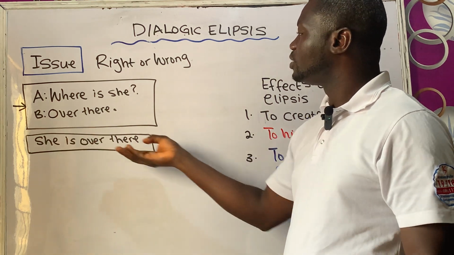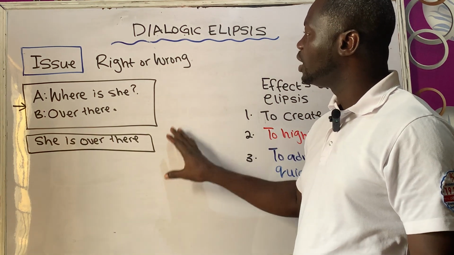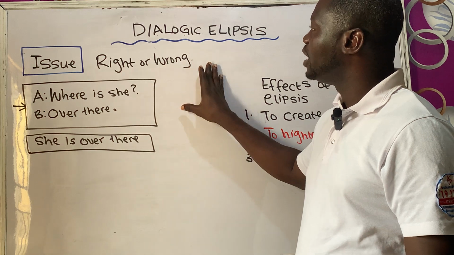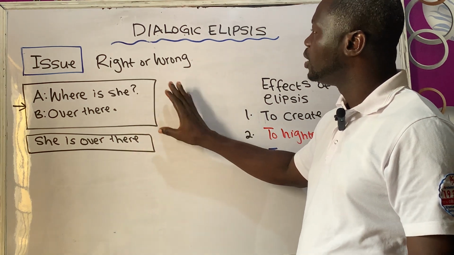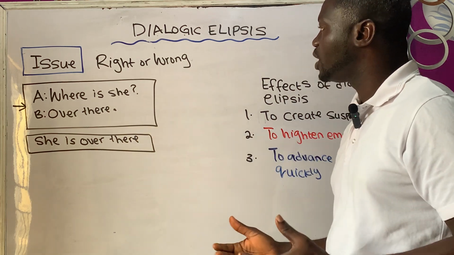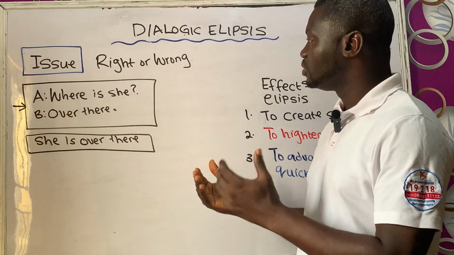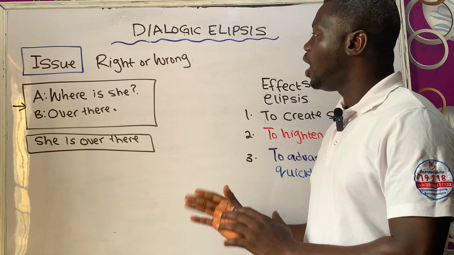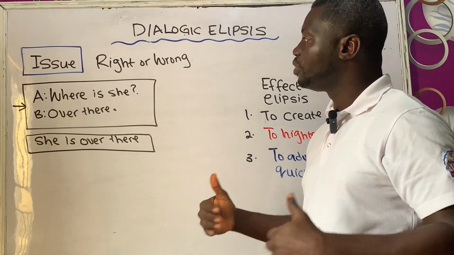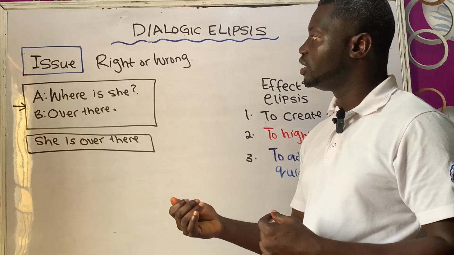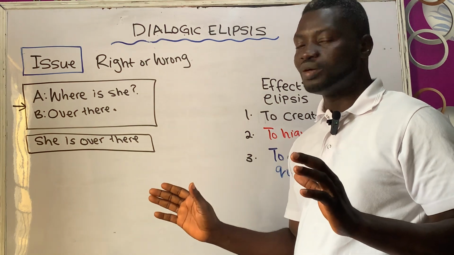"She's over there." Now, "she's over there" is also correct, but then let's quickly make sense of people who feel the use of a dialogic ellipsis is wrong. And that's when a respondent decides to respond to a question elliptically. That's actually correct. However, this is actually done with some effect. Whenever you respond to a question elliptically, it's because you're trying to achieve some effect.